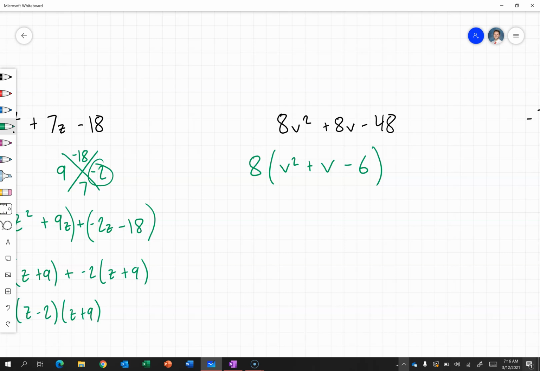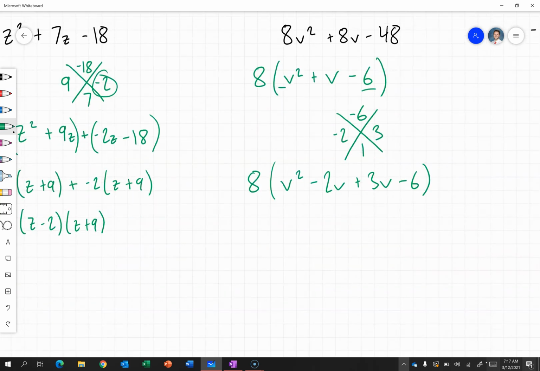So we'll go with our factoring by grouping using the diamond. So here I've got, again, my a is 1, and c is -6. So this will be -6, and v, so my b term is just a +1. So I need to find something that multiplies to -6 and adds to +1. So in this case, that'll be -2 and +3. So now I'll keep that 8 on the outside, and then I'll have v squared minus 2v plus 3v minus 6.